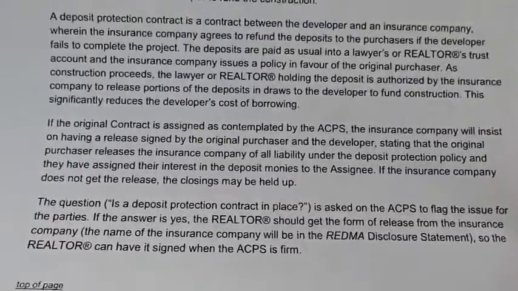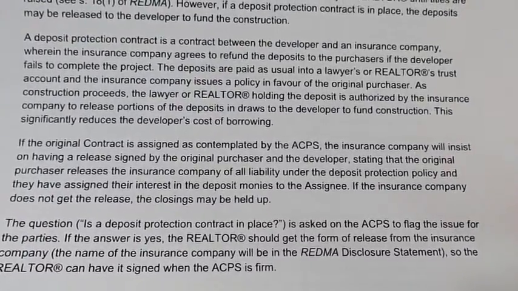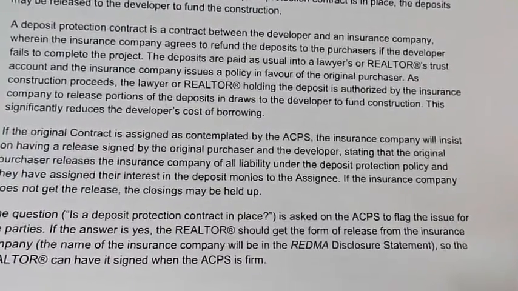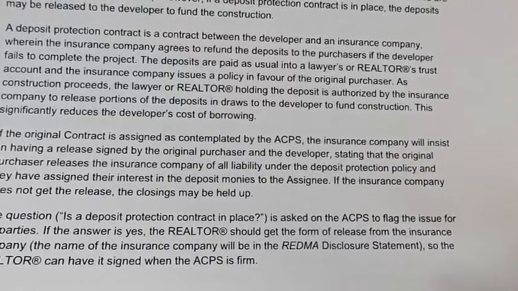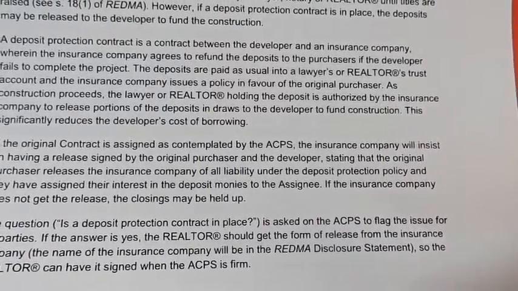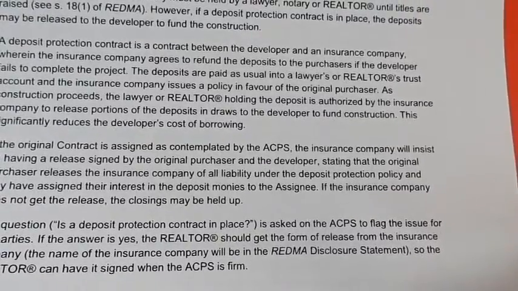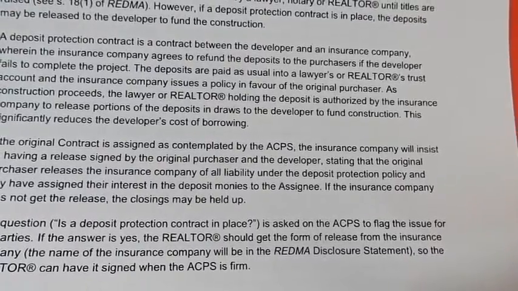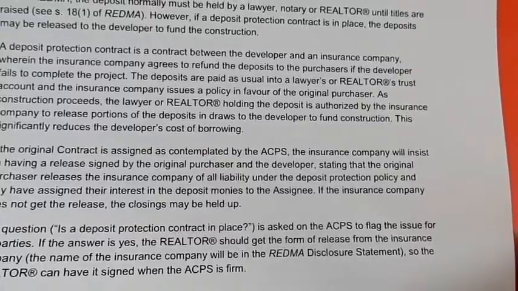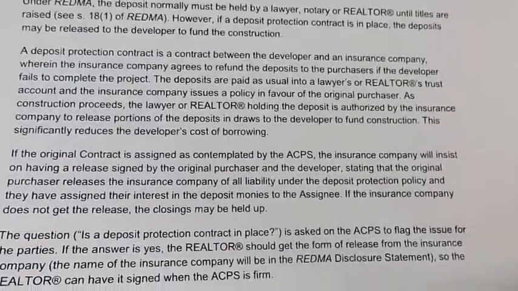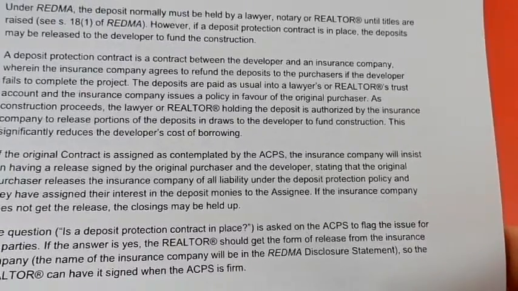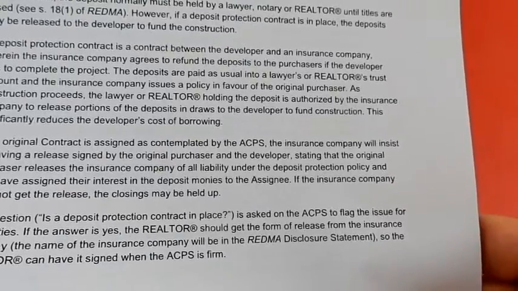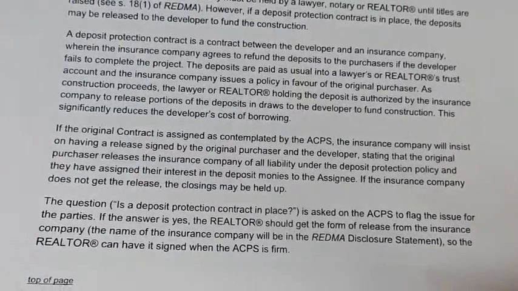A deposit protection contract is a contract between the developer and the insurance company, wherein the insurance company agrees to refund the deposits to the purchasers if the developer fails to complete the project. The deposits are paid as usual into a lawyer's or realtor's trust account, and the insurance company issues a policy in favor of the original purchaser. As construction proceeds, the lawyer or realtor holding the deposit is authorized by the insurance company to release portions of the deposits in draws to the developer to fund construction. This significantly reduces the developer's cost of borrowing.